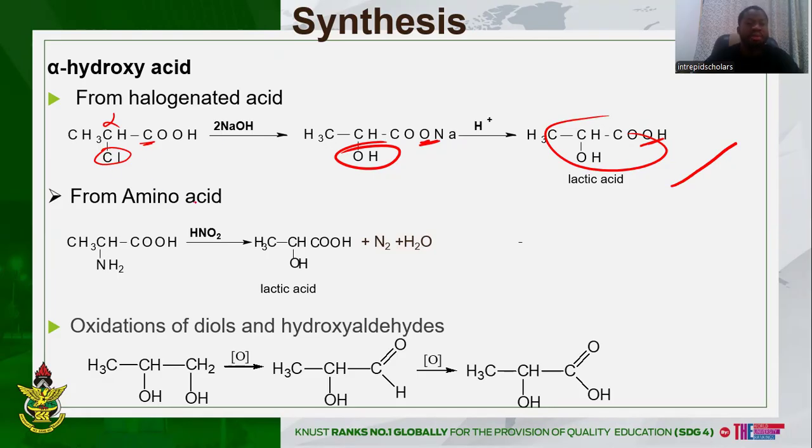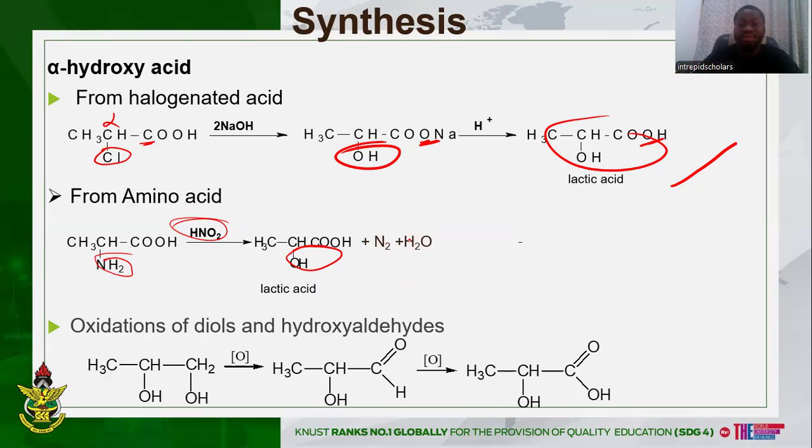Now, the next one is from amino acids. If you want to use this method, you have to find an amino group, right? The amino group should already be attached to the alpha carbon. That's what we have here. So we have this alpha amino group, right? And then we add nitrous acid, and then we get our lactic acid here. Very simple.